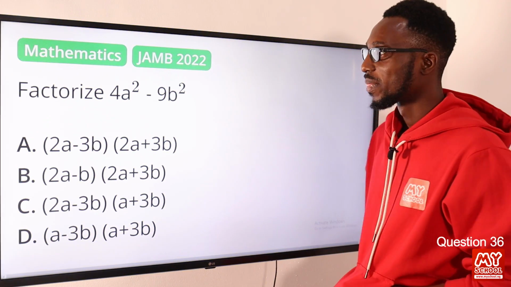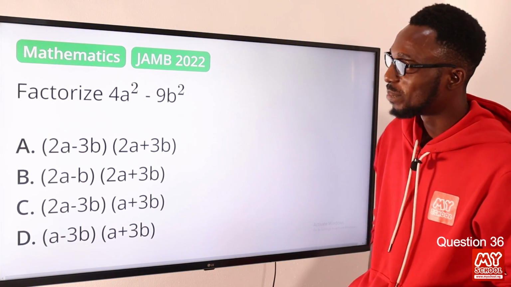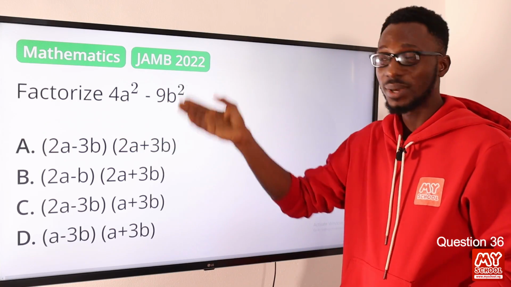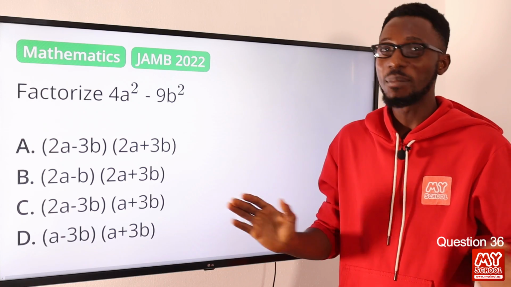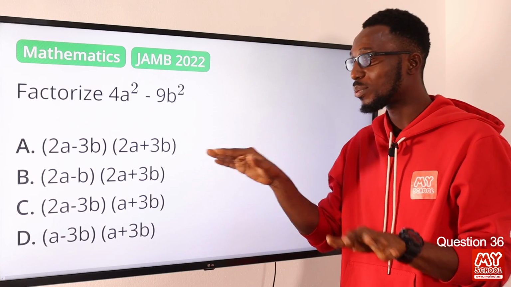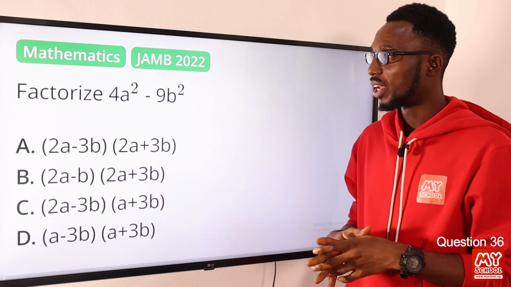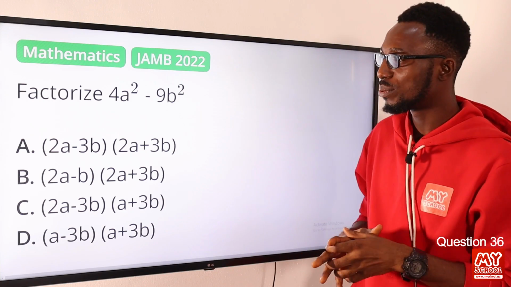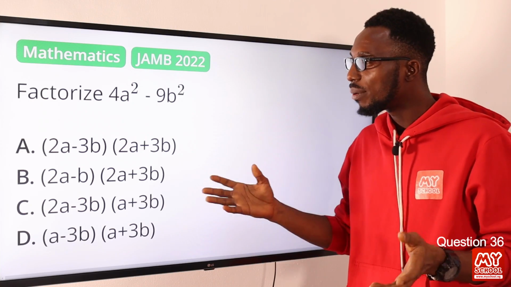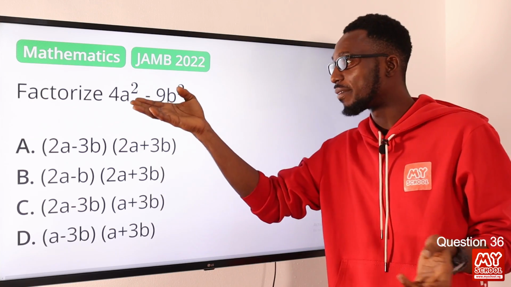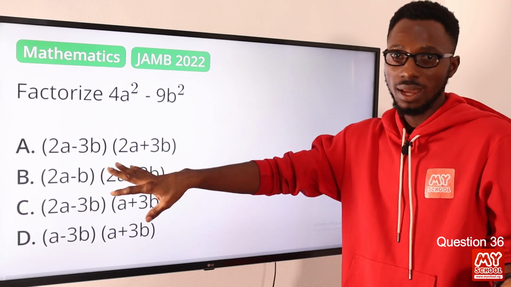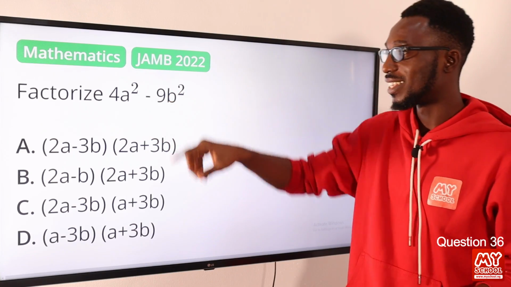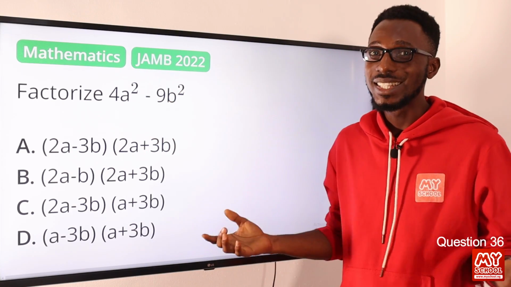Number 36. Factorize 4a squared minus 9b squared. You can decide to use your perfect square, 2 square, a square, whatever you want to do. But basically, I recommend a quick one, you just run through the options. If you know your sum and differences of 2 squares, I think you can do a very great job right here. Just multiply the options and see if you arrive at this. So you should start with option A, right? If you expand option A, the answer you're going to get is this. So option A is the correct option when it is expanded correctly.